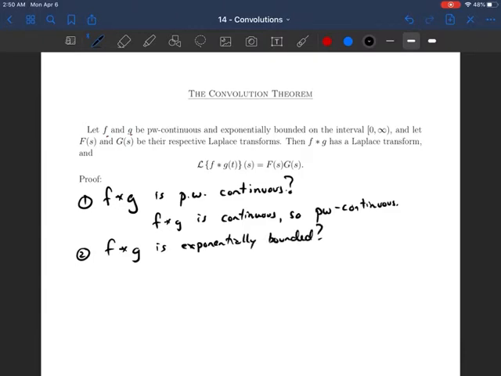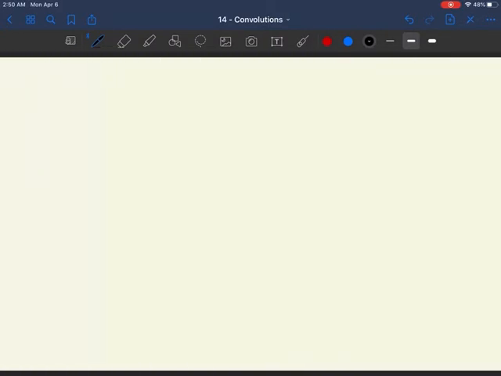And if we look at whether f star g is exponentially bounded, which is also required, it turns out that yes. I don't want to go through the details of that right now. So have a look in the book. That's covered pretty nicely. So we shouldn't have too much of a trouble with that. What I want to focus on instead is the calculation of the actual Laplace transform.